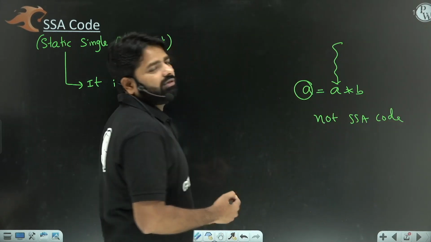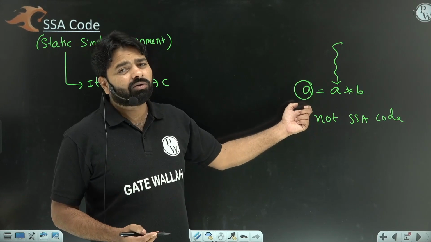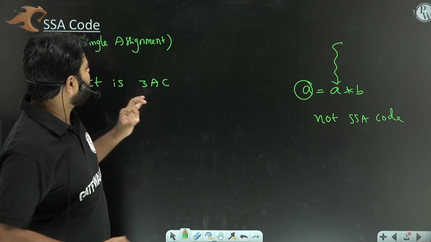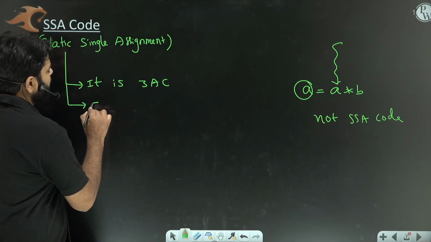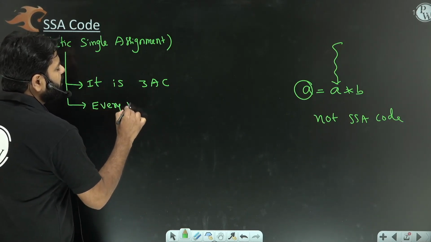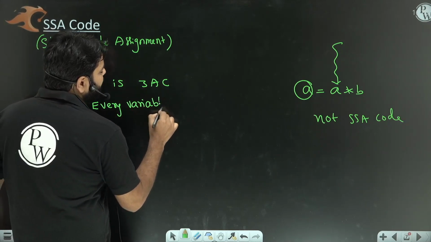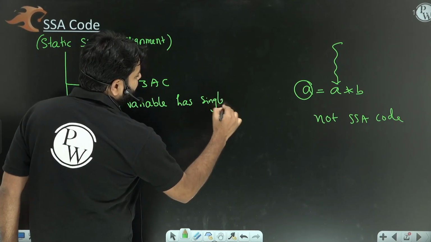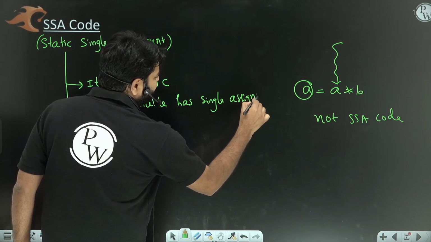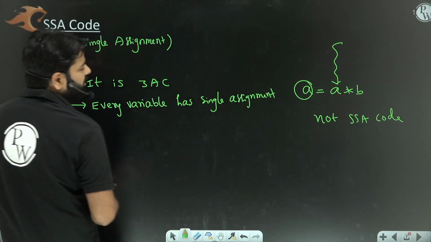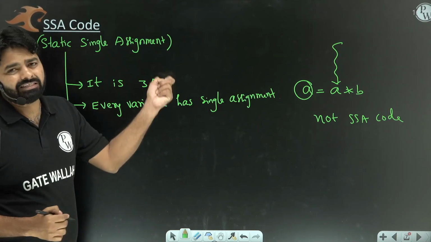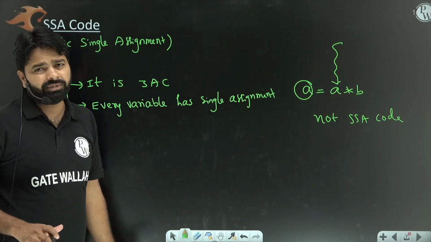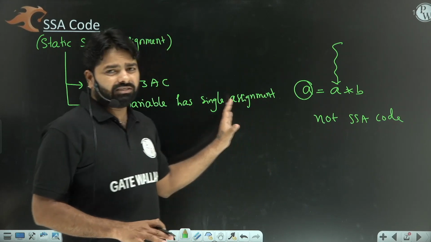You can't change the meaning of A in SSA code. So every variable should have a single assignment. It is 3-address code. Every address or every variable that we use has a single assignment, meaning single definition, single meaning, right? Fixed, static, single assignment. You can't change the meaning or value of A, something like that. Now that's called SSA code.